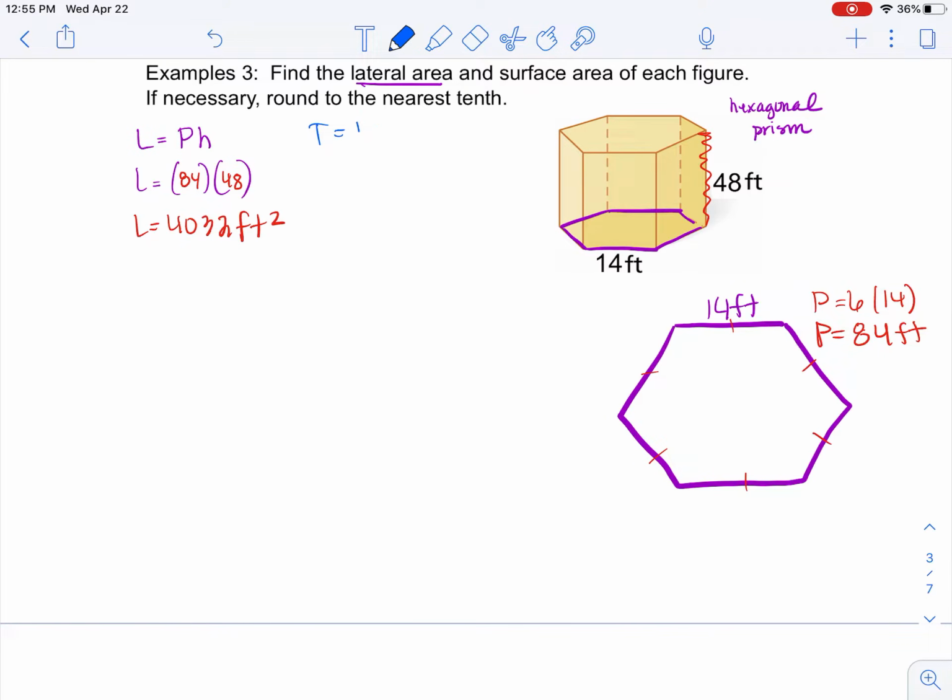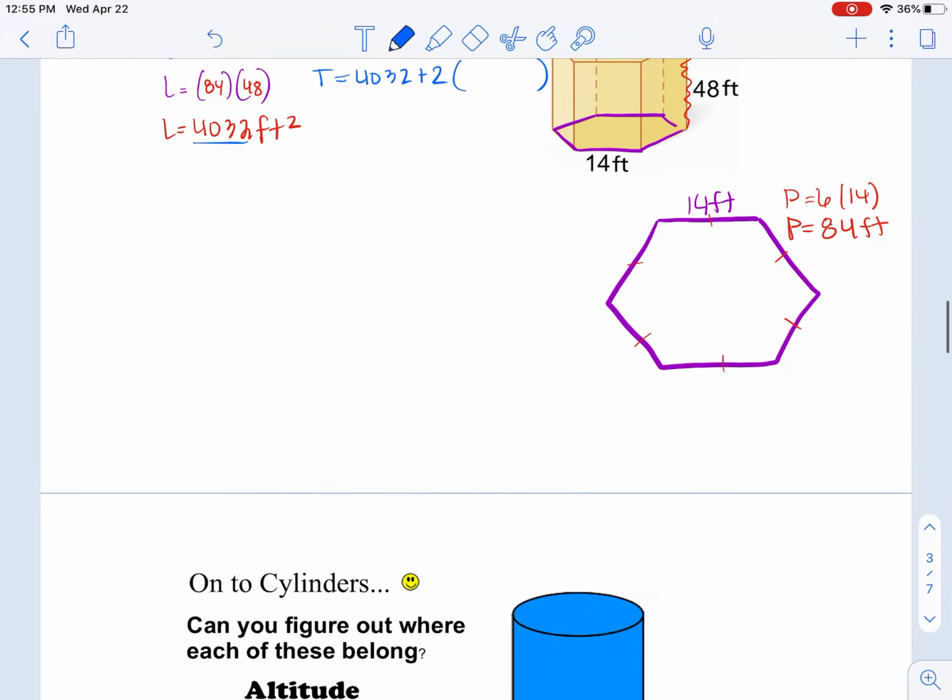All right, now I need the total surface area. So total surface area equals perimeter times height plus 2 times area of the base. Perimeter times height I already did. It's 4032, so I'm just going to write that down. Plus 2 times, and then I need the area of the base. So now I need the area of this base here. So I need the formula for area of a regular hexagon. This is from last chapter. Remember, it's 1/2 apothem times perimeter.